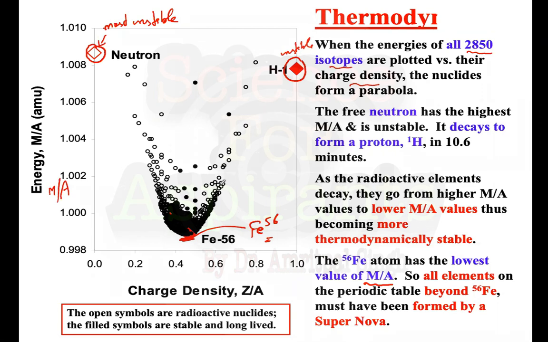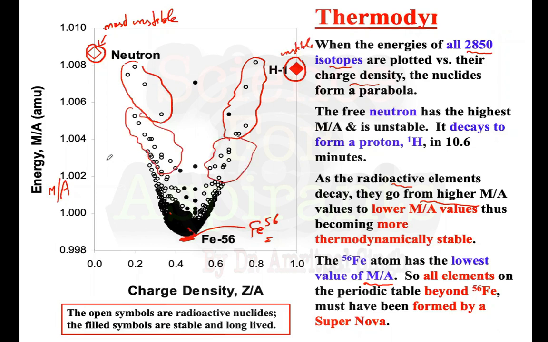The further the particles are from this parabola, the more unstable they are. The radioactive elements have higher values of the M over A ratio, which is why the open symbols are present at the upper level and are quite unstable. These are all radioactive elements which are unstable and have a larger M over A ratio. From this mass parabola graph, you can find out which isotope has more stability.